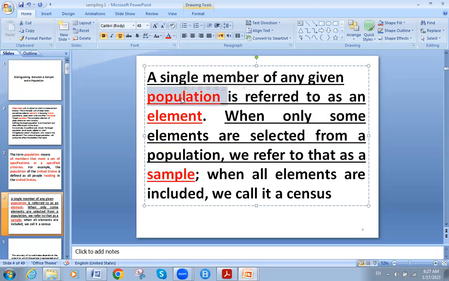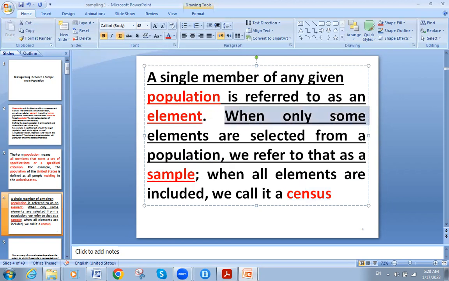The population is all that I am studying. One of its members is called an element. When I add many elements together, they are a sample. Again, the whole society is a population, and one member of this society we call an element. When I choose many elements together, we call it a sample. When all elements are included, we call it a census.